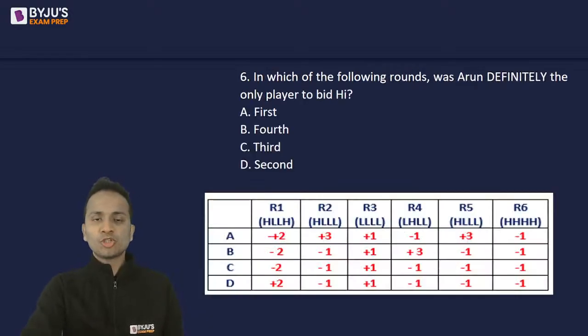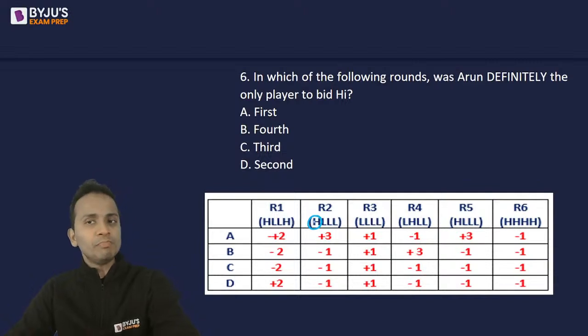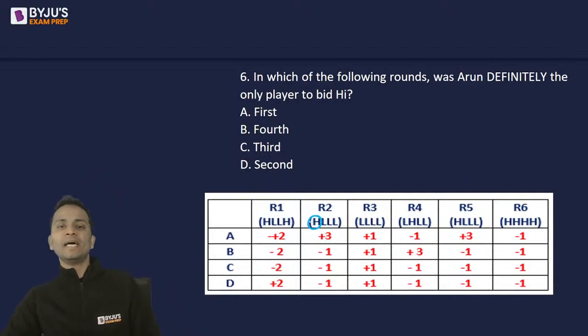Next question, the last question of this set, question number 6. In which of the following rounds was Arun definitely the only player to bid high? Definitely the only player to bid high. Okay. So I can see that this happened in round number 2. In round number 2, Arun was the only player who definitely bid high.